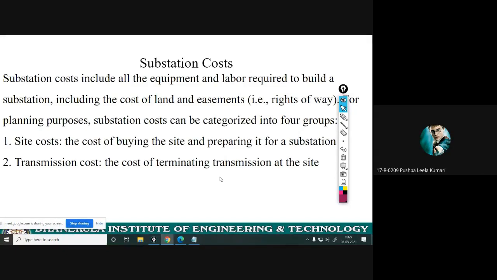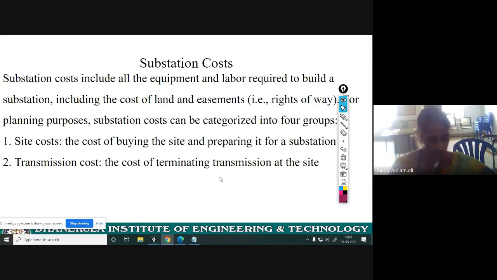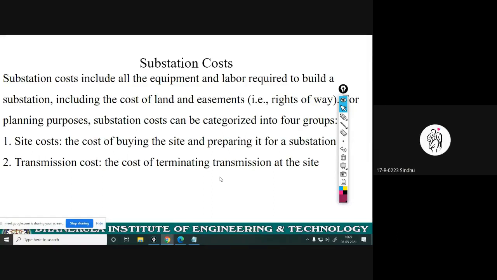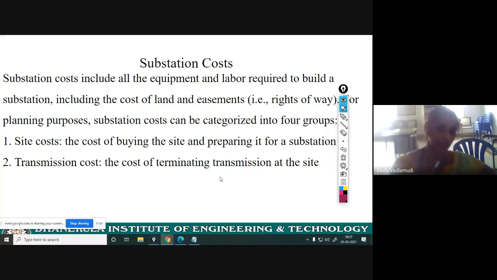Cost of the labor, cost of the land, maintenance cost, capital cost. Very good. Maintenance cost, capital cost, losses, transmission losses, all these will be involved in the substation cost itself.